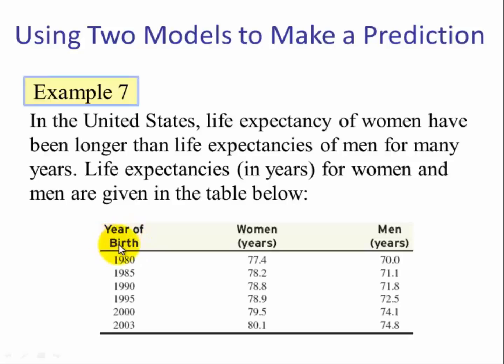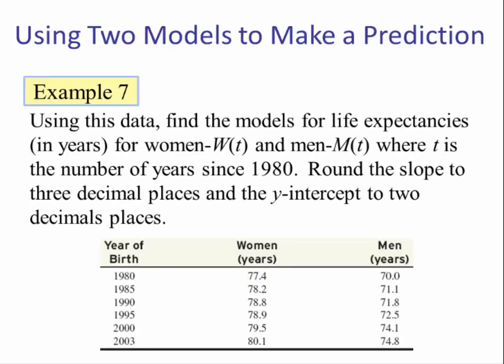So here we have the year of birth. Here's the life expectancy measured in years for women, and here's men. Using this data, find the models for the life expectancies in years for women, denoted W of t, and men, denoted M of t, where t is the number of years since 1980. Round the slope to 3 decimal places and the y-intercept to 2 decimal places. So our independent variable is going to be t. So our t variable will be 0, 5, 10, 15, 20, and 23.